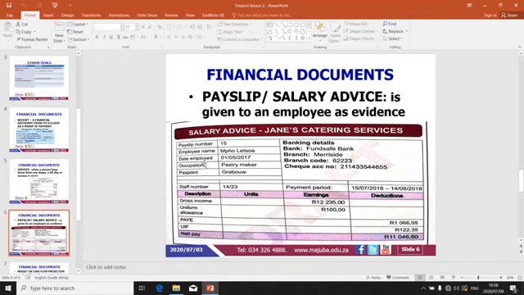It shows the date employed, 1 May 2017. What is the occupation for this employee? It's pastry maker. The pay point must also be written, and the staff number must be written. In most cases, they say the PERSAL number for government employees. Here is the gross amount. There is also the allowance that is given, which is 100 Rand.